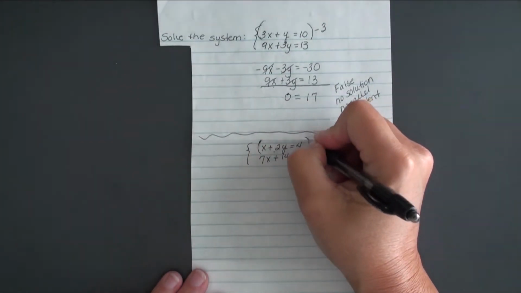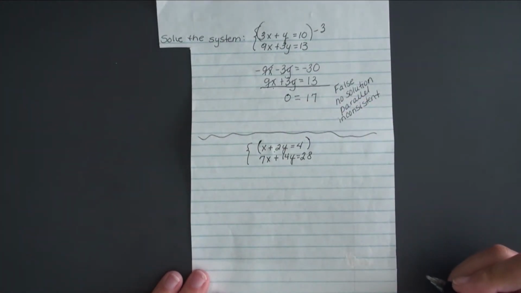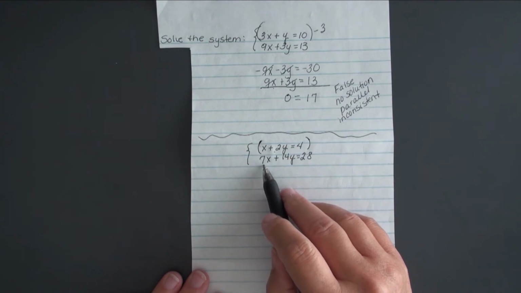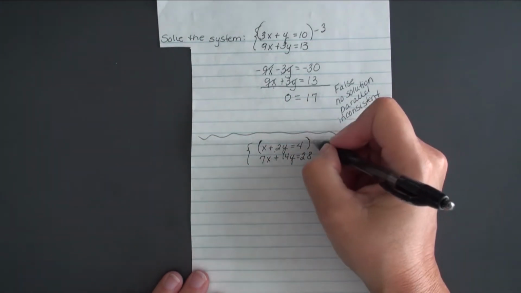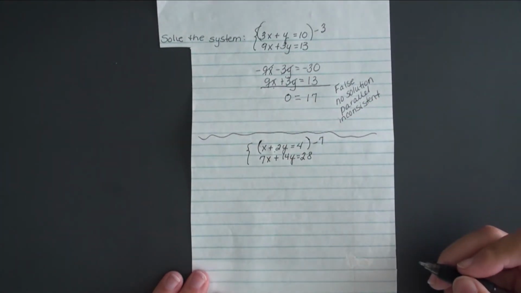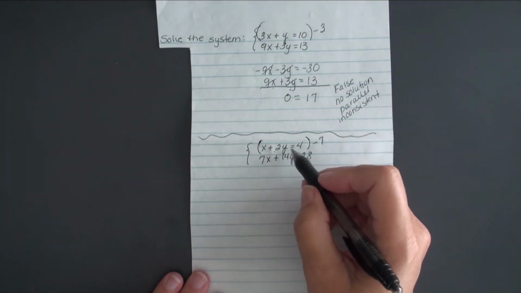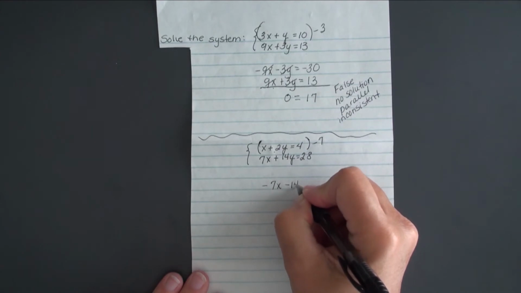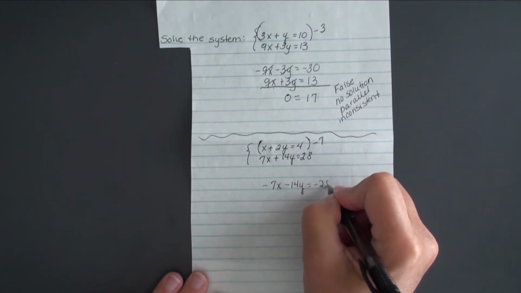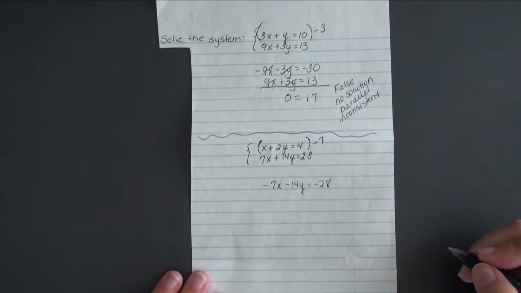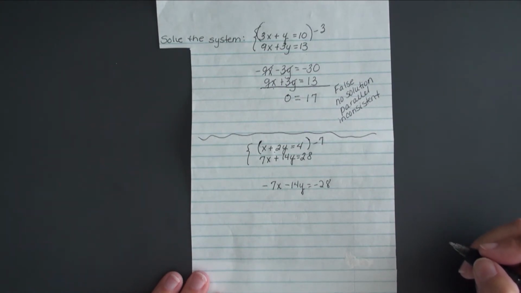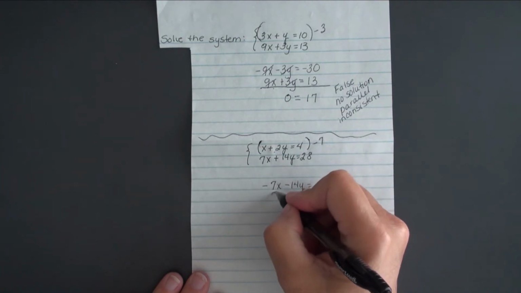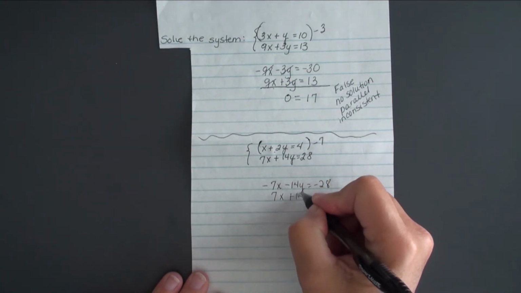So I'm going to multiply the top equation by a number that will make this 7 go away, and that would be a -7. So multiplying each of these through by a -7, I get -7x minus 14y equals -28. Now I'm going to write down the second equation, which I haven't done anything with yet.